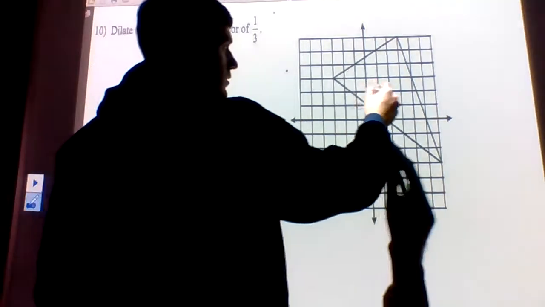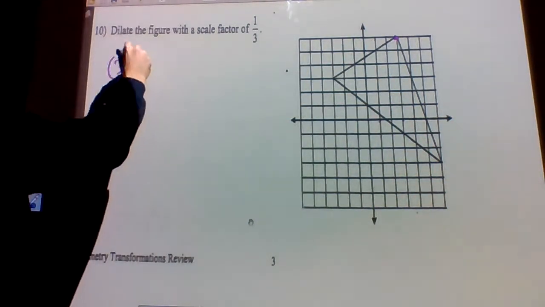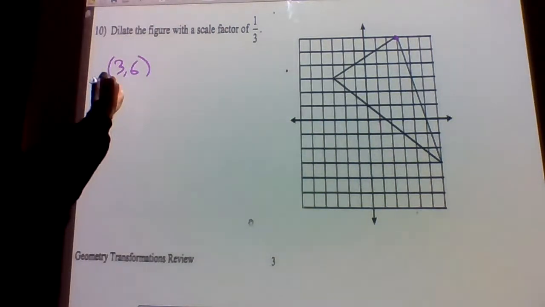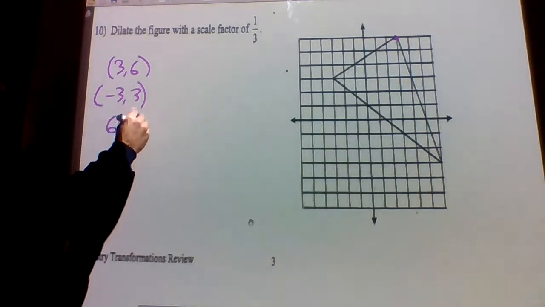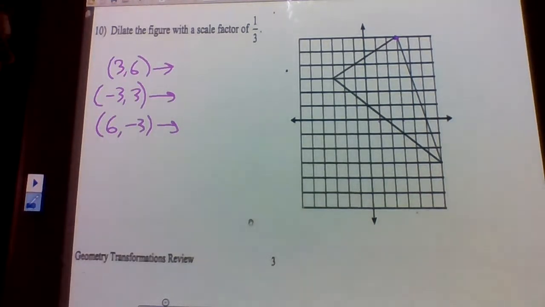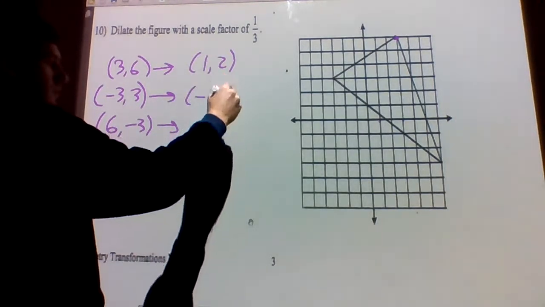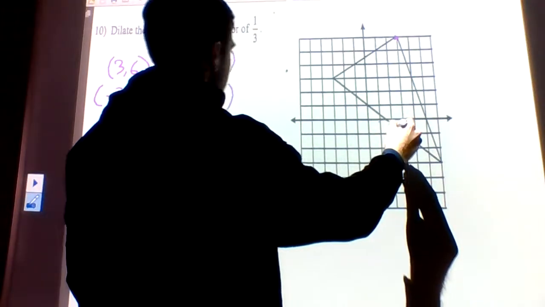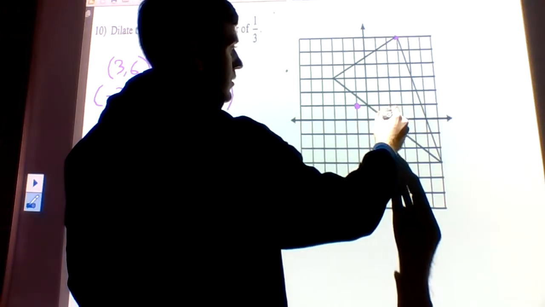Okay, so let's write our coordinates here. It's 3, 6. Hopefully everything is a multiple of 3. That's -3, 3. And that is 6, -3. So multiply by 1/3 or divide by 3. Same idea, right? Multiplying by 1/3 is the same as dividing by 3. So we have 1, 2, -1, 1, 2, -1. So 2, -1, -1, 1, and 1, 2.